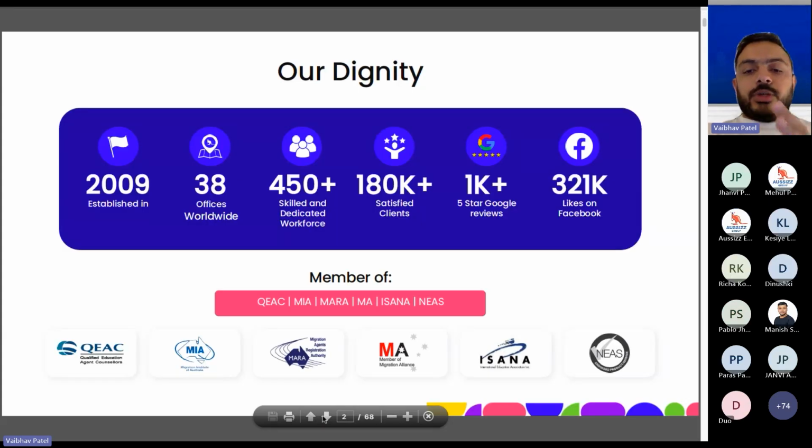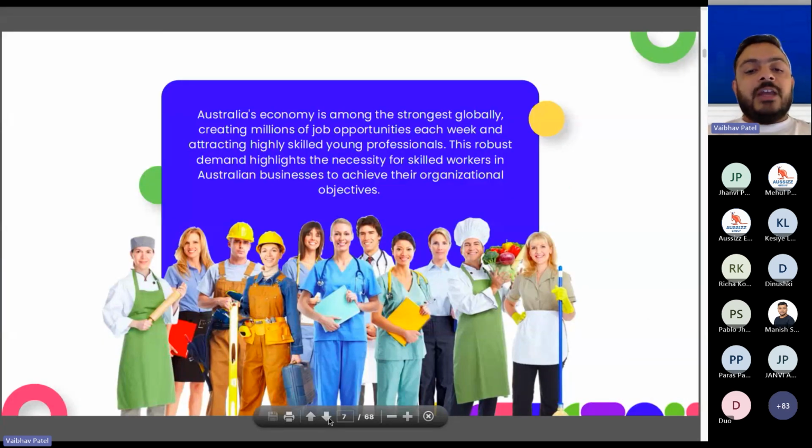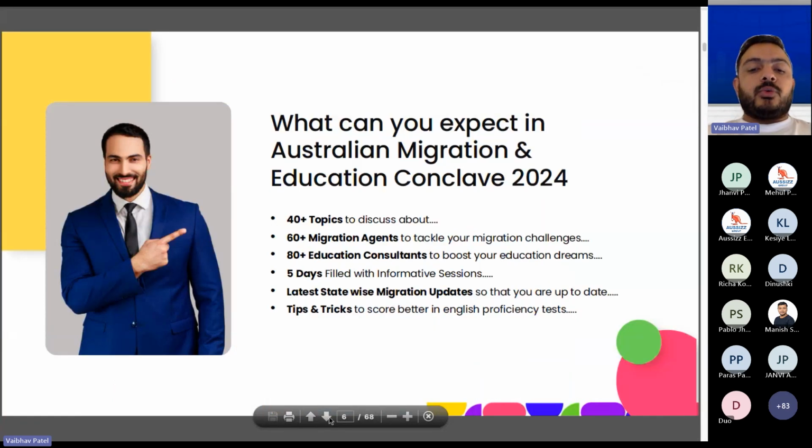This conclave is going to help you understand all the visas in detail. In this particular session, as I said, we are going to cover a range of topics. We have more than 40 topics to cover, and 60 plus migration agents will take part in this. 80 plus education consultants will take part in this, and it's a 5 days event. All of our expert education agents and migration agents will be guiding you throughout this conclave.